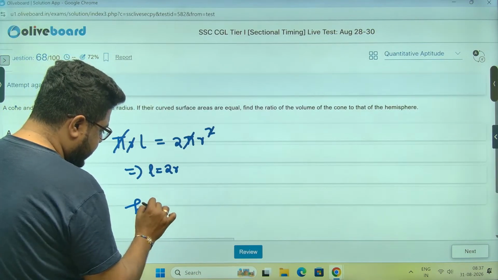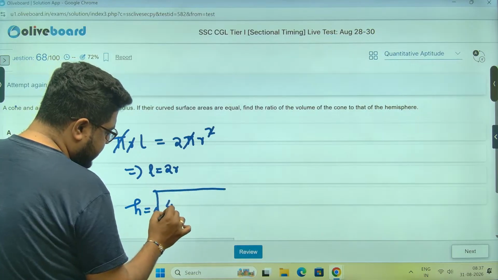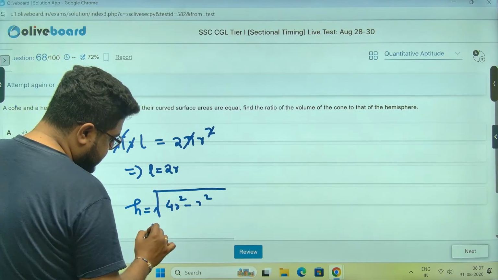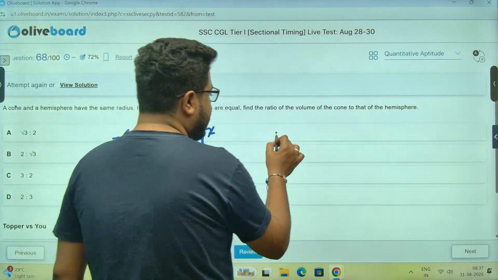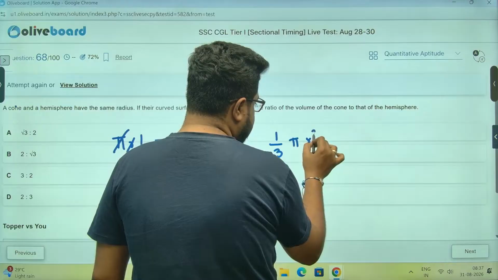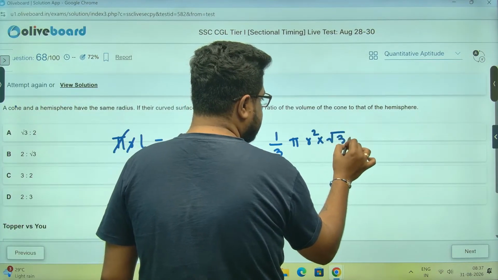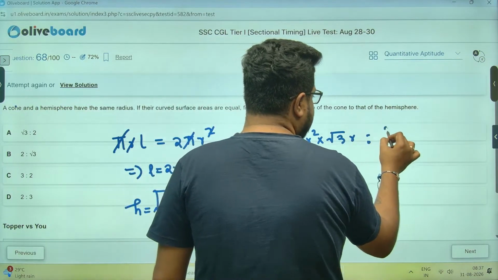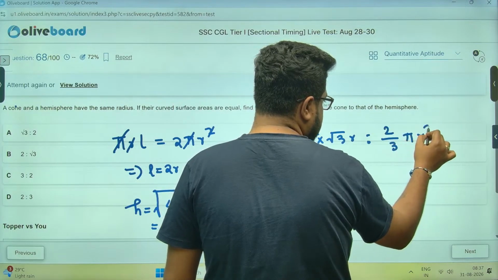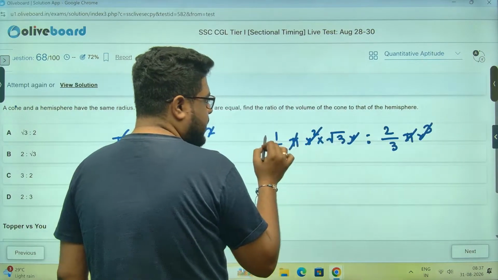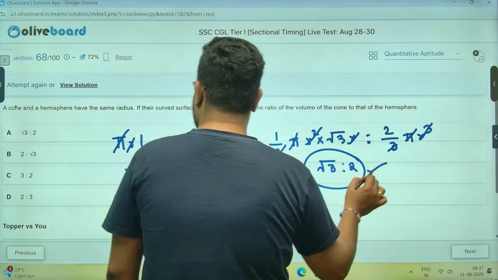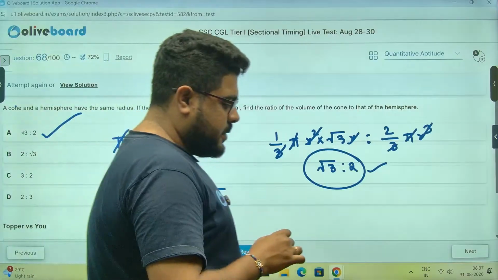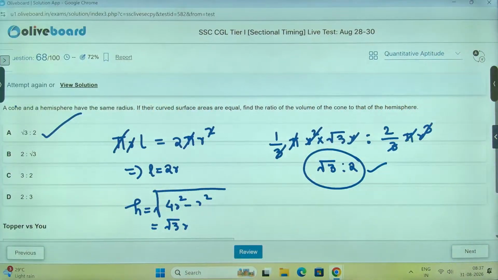H will be root over of L square, meaning 4r square minus r square, root 3r, sir. So volume of the cone is 1/3 pi r square into H. H is root 3r, sir. Hemisphere is 2/3 pi r cube, sir. Pi gone, 3 gone. Root 3 is to 2 will be the correct answer, sir. Option A itself, most definitely your correct answer.